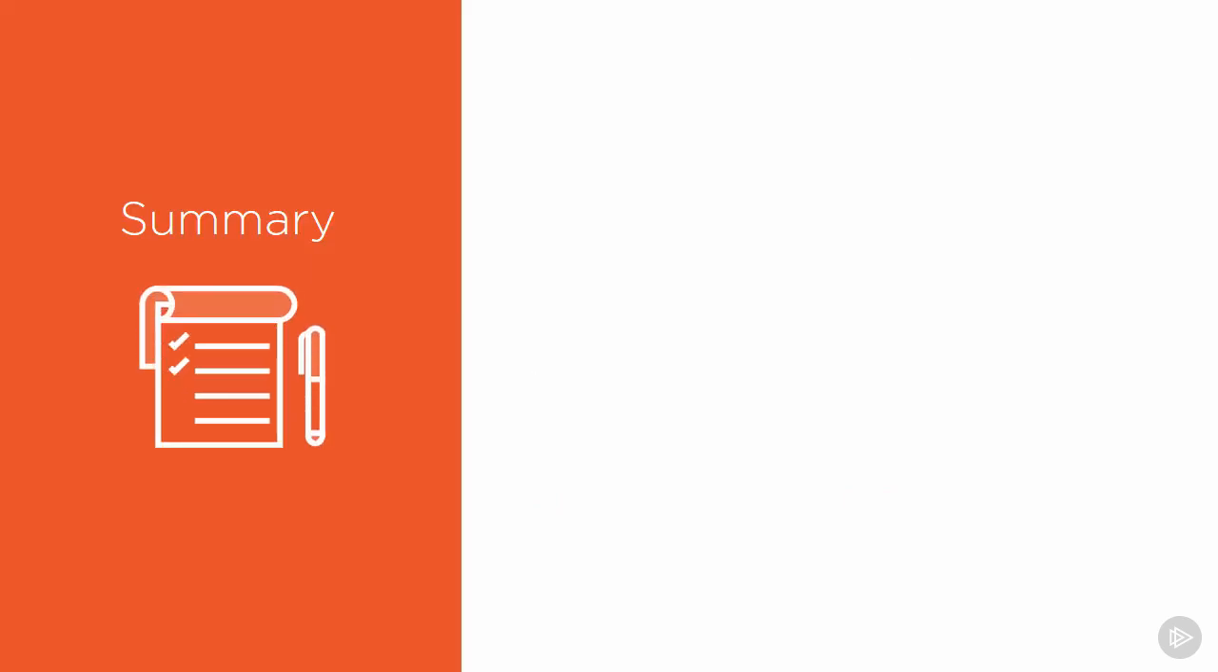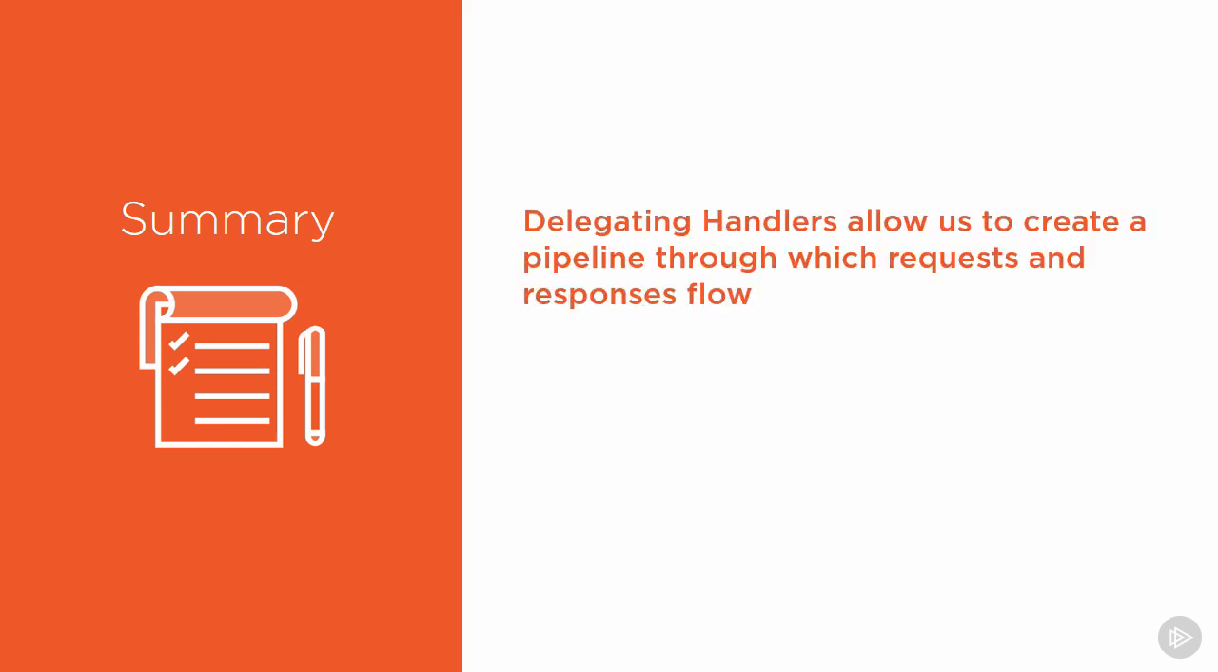In this module, we learned how to work with delegating handlers. These allow us to create a pipeline through which requests and responses flow. Each handler can decide not to pass on the request to the next one. Such a delegating handler should derive from the DelegatingHandler abstract class, and by overriding the SendAsync method, we can check out or manipulate the request and response, and thus manipulate how they flow through the pipeline.